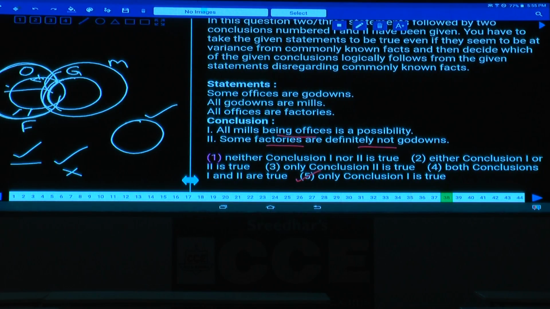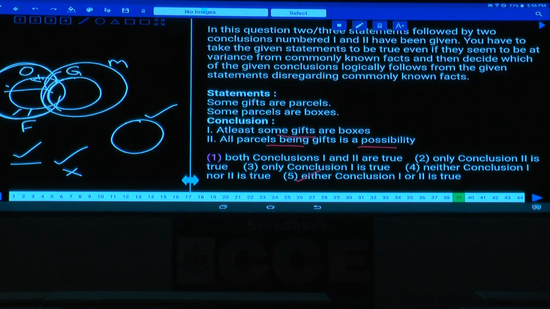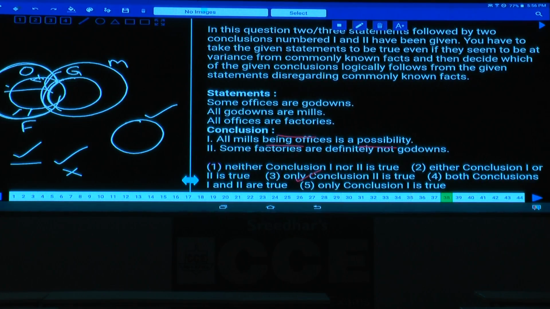Clear now? 38, it is choice 5. Done with this? Because in 38, the second conclusion is a negative conclusion. We have proven the alternate diagram, so the previous conclusion will be false. Hence only conclusion 1 follows.